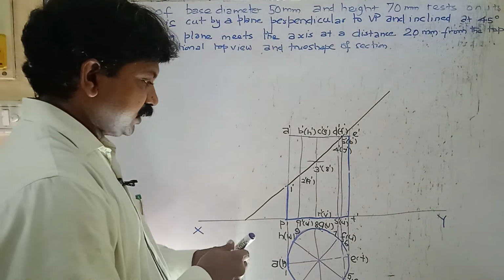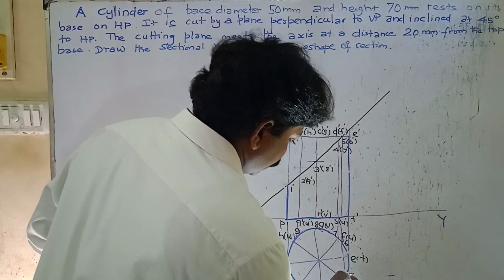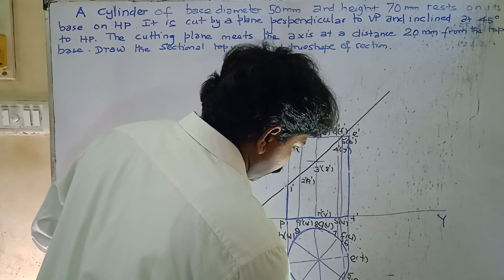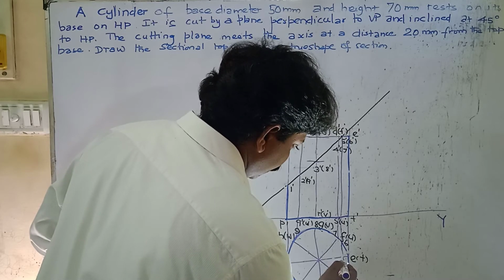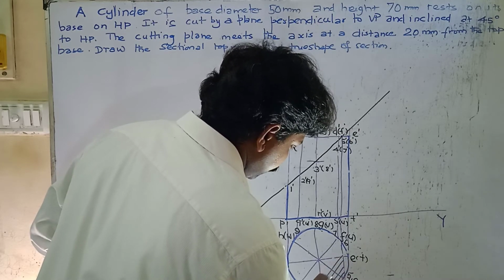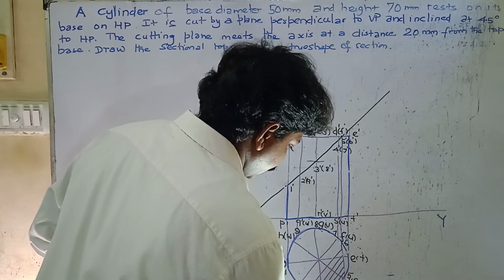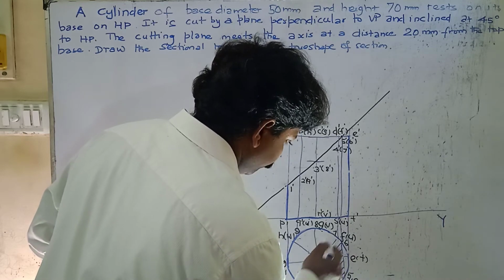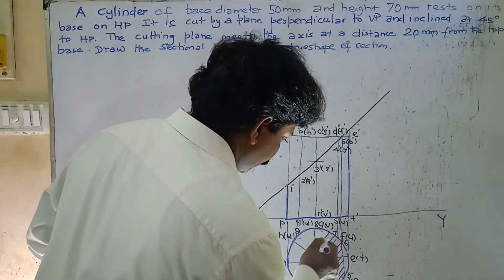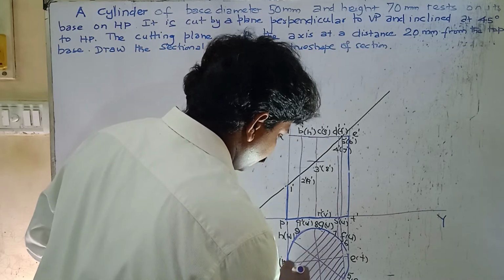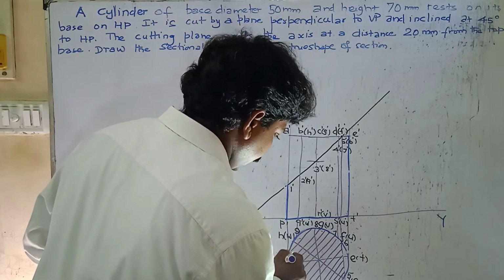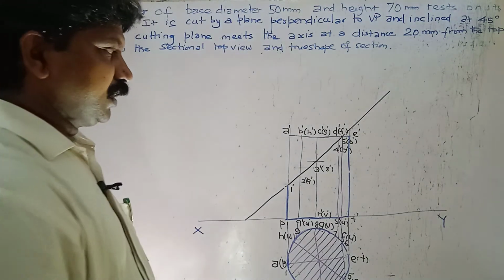So now draw the sectional top view. Draw a section line using 2H pencil, 2 to 3 mm gap, inclination approximately equal to 45 degrees to the XY axis line. Sectional top view over.